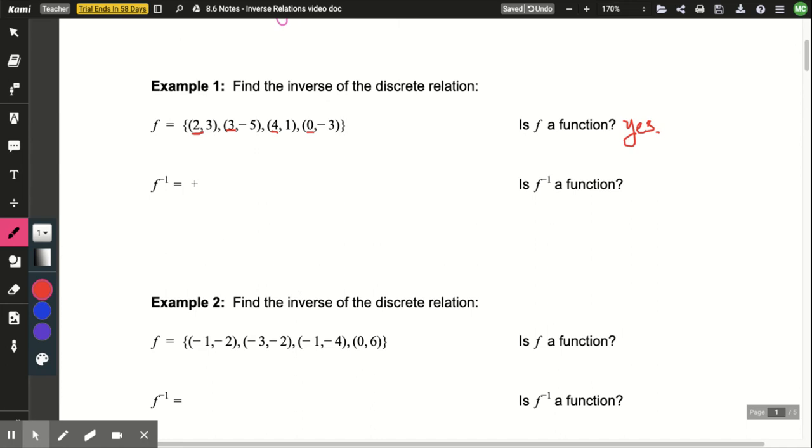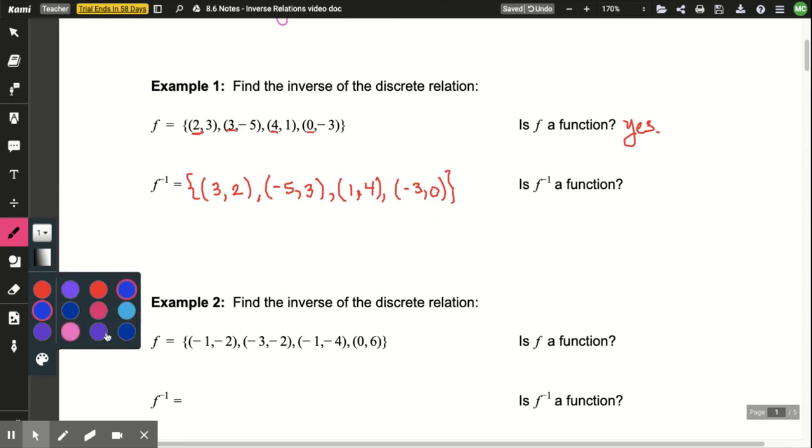So now we're going to find the inverse. According to the definition that we saw above, to find the inverse, you just take each of the points and reverse the x and the y value. So this would say (3, 2) instead of (2, 3). The next one would be (-5, 3). The next point would be (1, 4). And the last point would be (-3, 0).